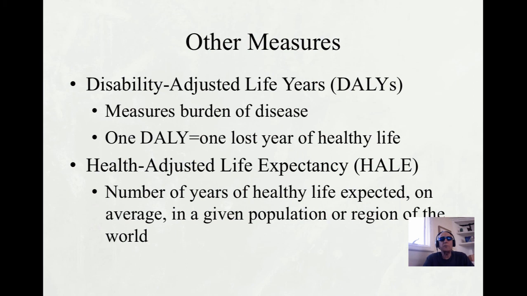Other measures are called disability adjusted life years. That means how many years you can adjust to measure the burden of disease on you throughout your life. One lost year of healthy life is used. Health adjusted life expectancy is the number of years of healthy life expected on average in a given population or region of the world. We see that it is much higher in certain parts of the world because of food consumption, a better diet, or a better environment than other parts of the world.